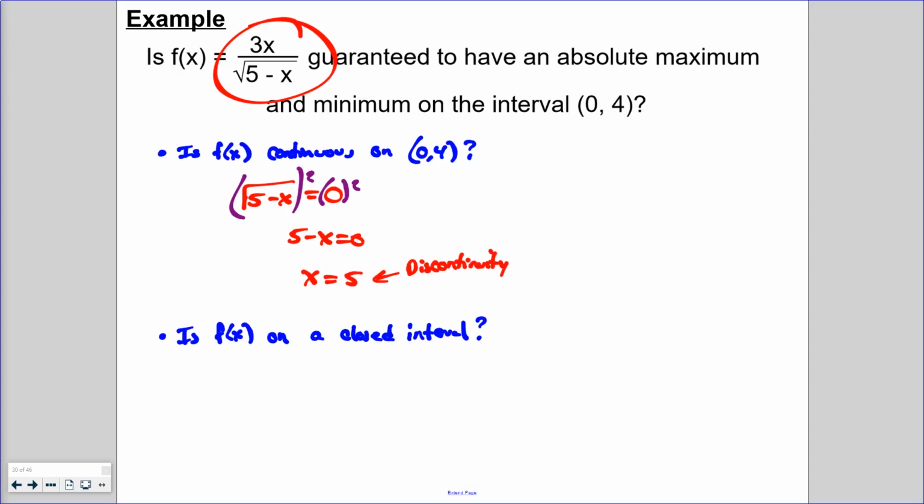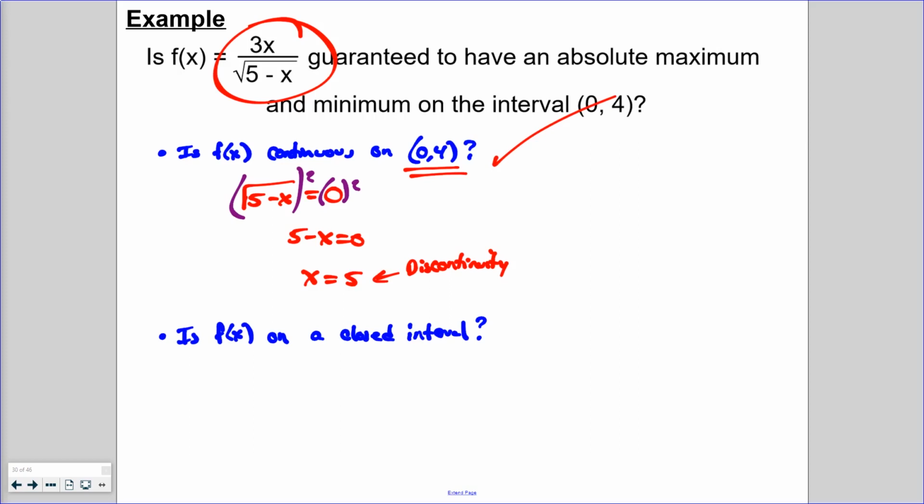So our f of x function is not continuous everywhere, but that's not what the extreme value theorem asks. The extreme value theorem needs it to be continuous on a specific interval. And since 5 is not in the interval 0 to 4, boom, this condition is met.